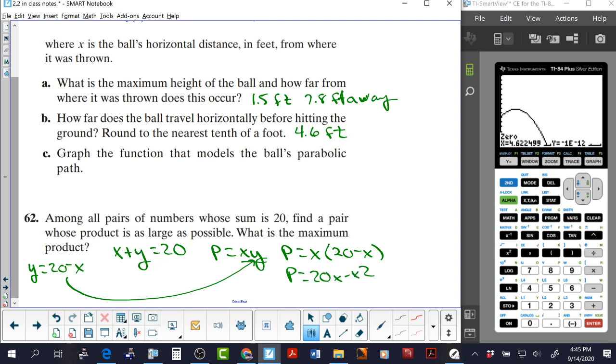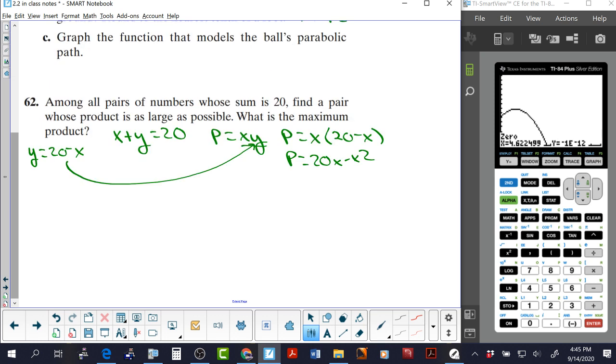Let's find the vertex of that function right there. So the x-coordinate of the vertex would be negative b over 2a, which is negative 20 over 2 times negative 1. The a is negative 1. This is the b. This doesn't have a c. So negative 20 over negative 2. So the x is 10. So when x is 10, we have the biggest product. So the other one must also be 10 because I know that they add to 20. But it says what is the maximum product? And the maximum product is 100.